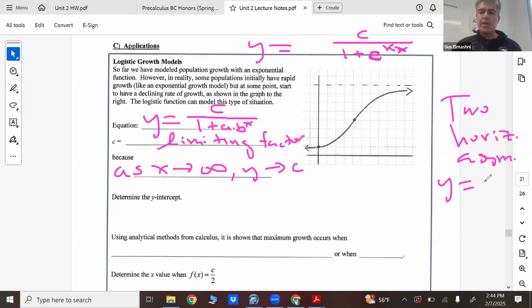There'll be Y equals 0 and Y equals C. Yep. It looks very similar. No, they won't cross. These won't have vertical asymptotes because of the way the denominator is set up. The y-intercept is simple. It's C over 1 plus A times B to the 0 power. So it's C over 1 plus A.